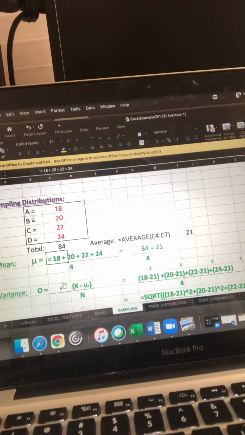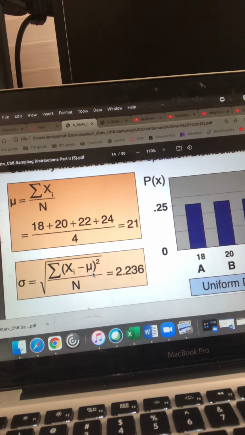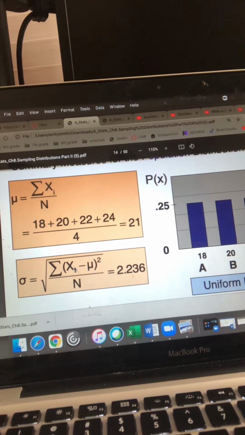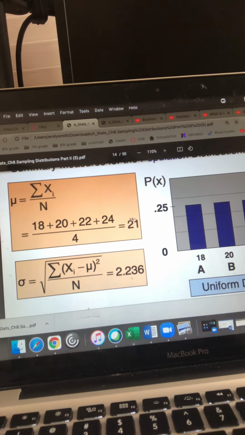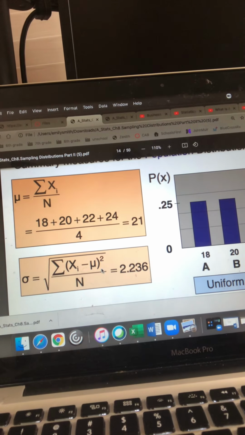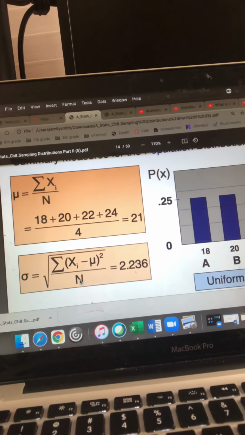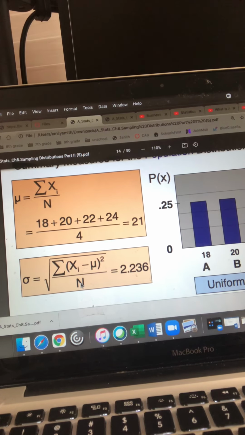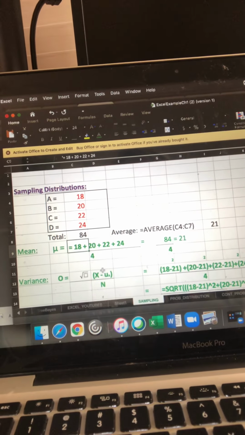Now, the next item that we want to take a look at is the variance. So in the case of the variance, what we want to use as a formula is the square root of the sum of each of these ages, x, minus the mu average, so 21. Then we square that value and divide that sum by n. So this looks a little more complicated than it really is, but in reality, it's not that difficult of a formula.